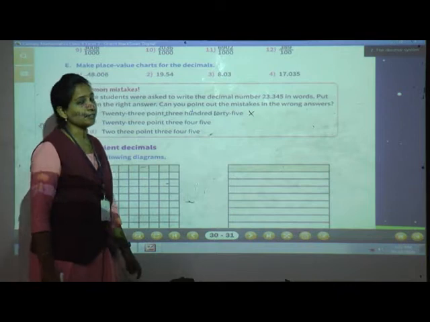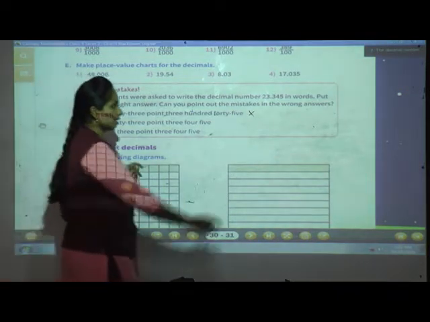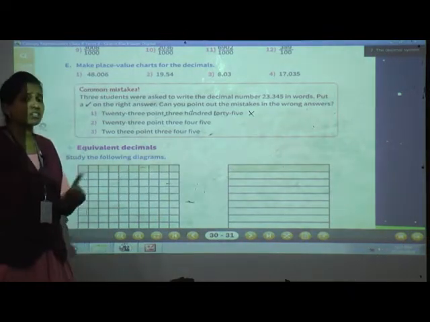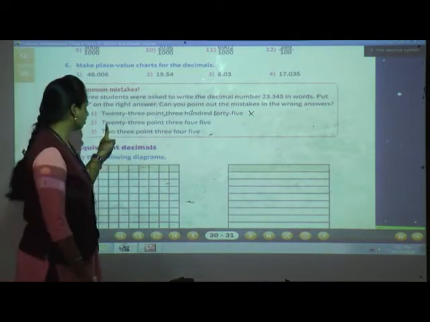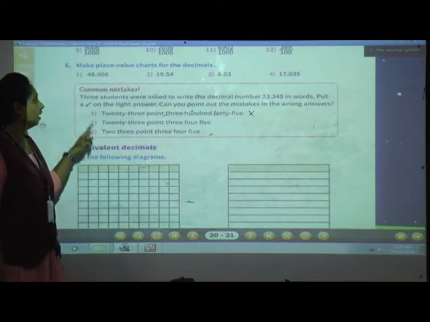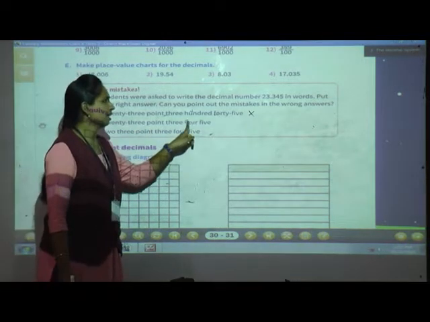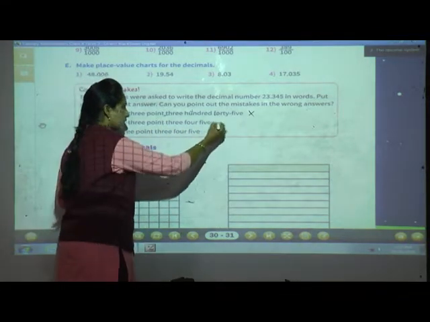The next, 23.345. See, we have studied: after the decimal point, whatever digits are there, we have to read each digit separately. So the second student has written correctly. 23.345. So this is correct.